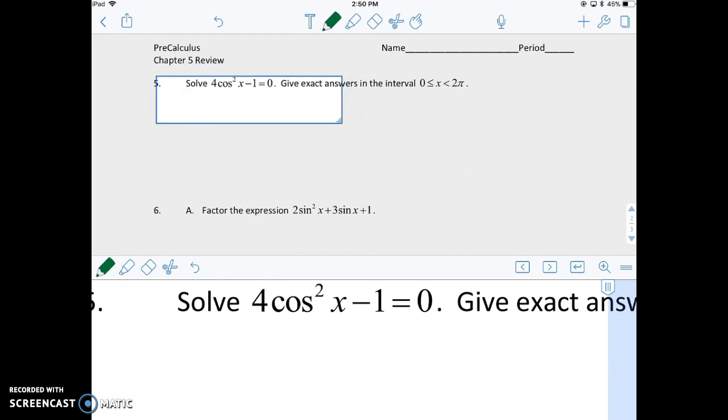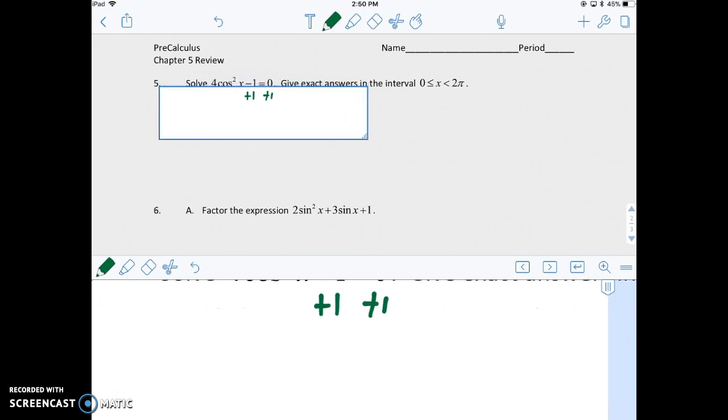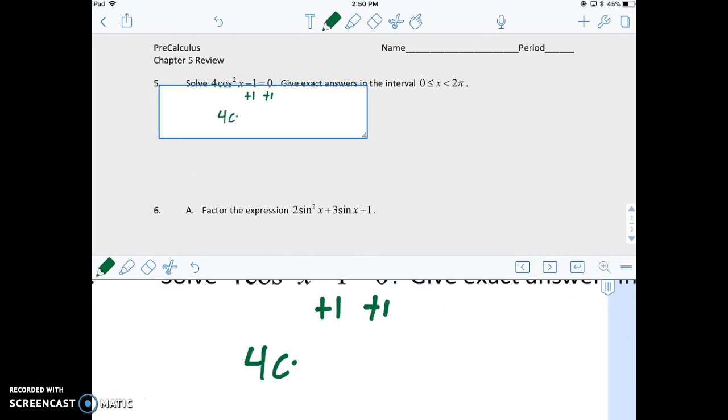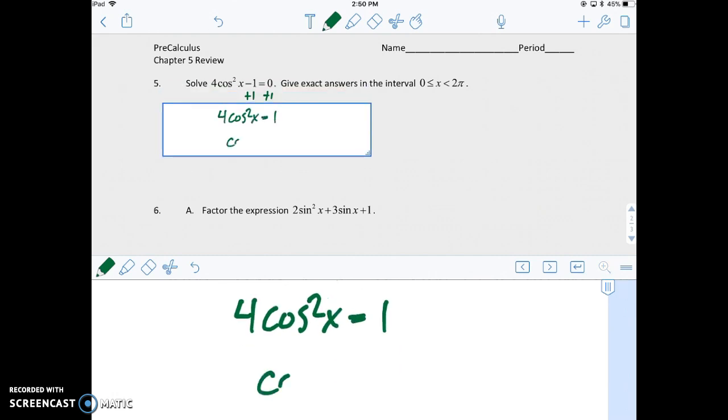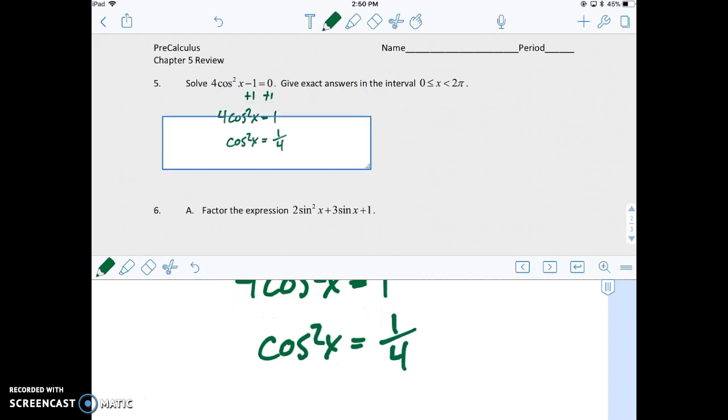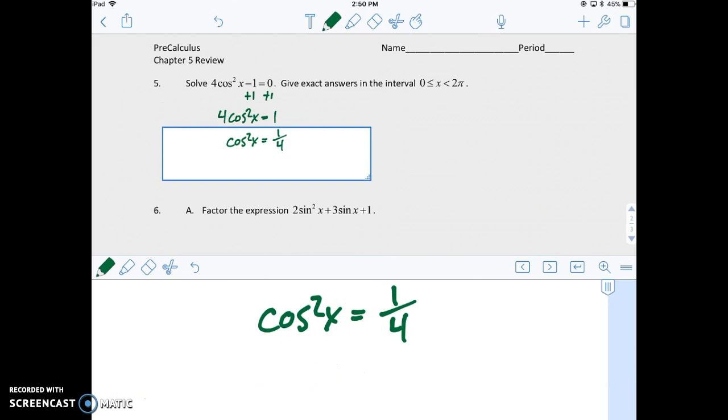But yeah, so we want to get the trig function by itself, so we're going to add 1 to both sides here, add 1, add 1. We'll be left with 4 cosine squared equals positive 1. If I divide by 4, I'm going to get cosine squared of x equals 1 over 4. And then I can square root both sides. So the square root of cosine squared is just cosine of x.